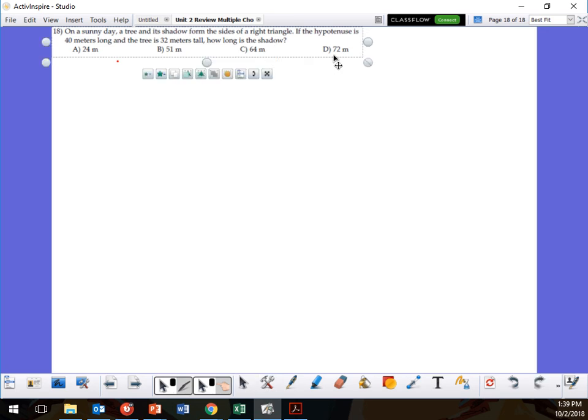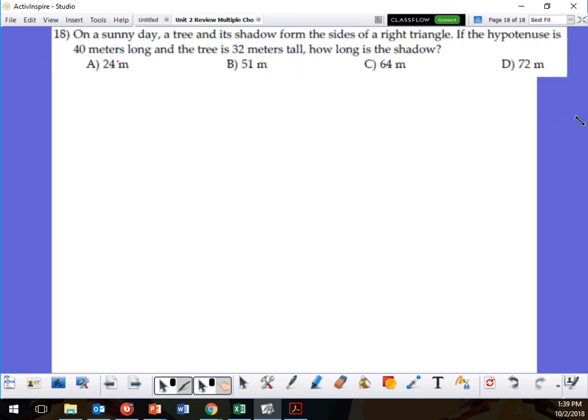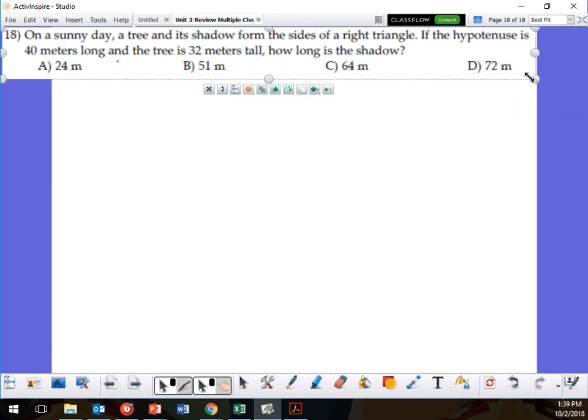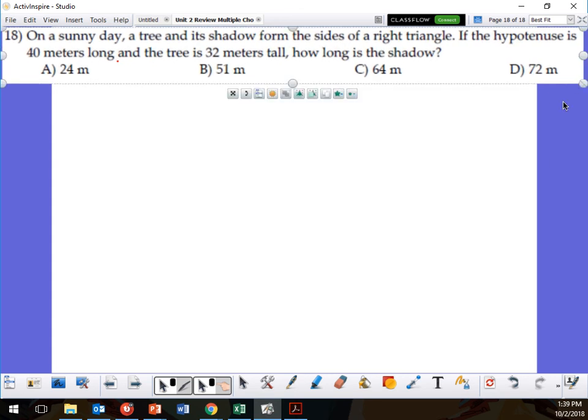All right, so let's take a look at what we got here. Now we got a word problem. This is a lovely, lovely word problem. I know how much you guys love them. Okay, sunny day, tree casts a shadow. It's on the tree. So it's basically a triangle.